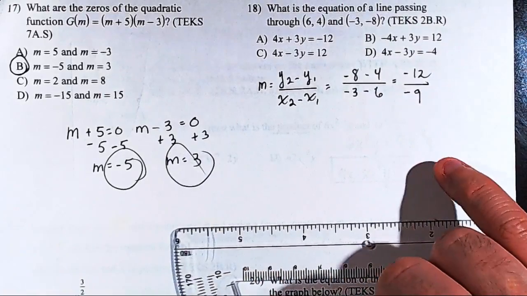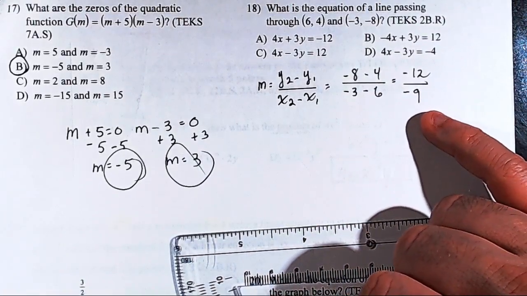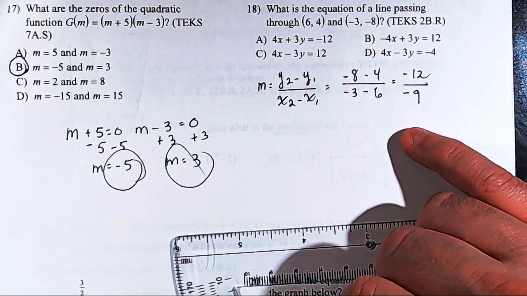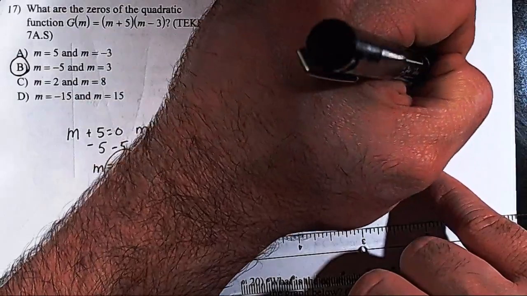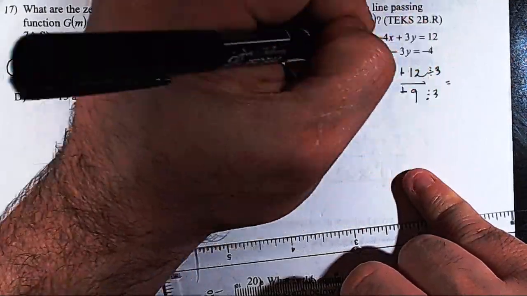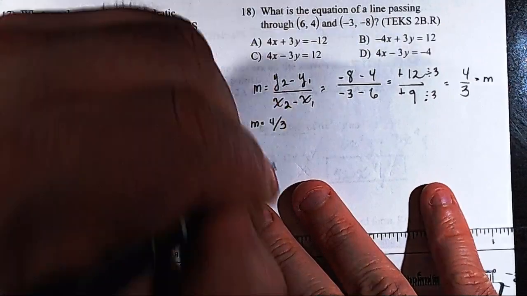Now I can reduce this down. First of all, it's going to be a positive number because negative divided by negative is a positive. But what can I do? Both the top and the bottom are divisible by 3. So 12 divided by 3 is 4, and 9 divided by 3 is 3. So 4/3 is m. So m equals 4/3.